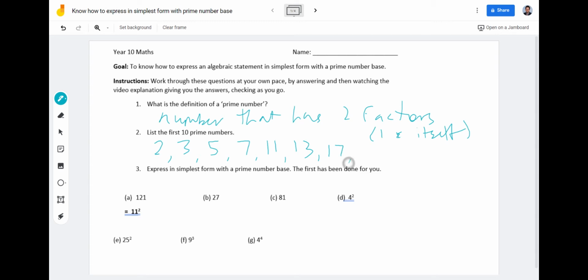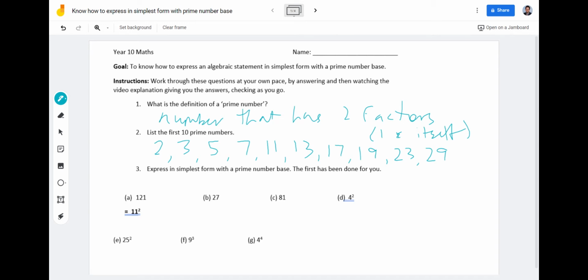17 is a prime number. 19 is a prime number. 1, 2, 3, 4, 5, 6, 7, 8. What have we then got? 23 and 29 would be a prime number. So it's only divisible by 1 and 29.